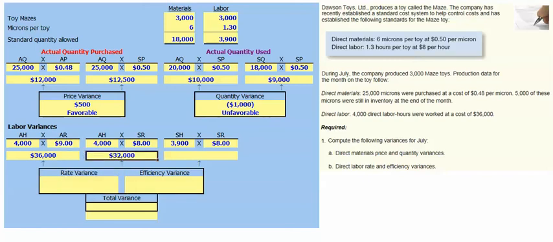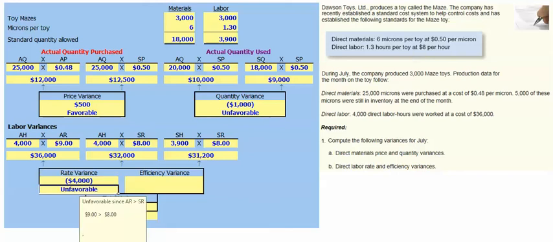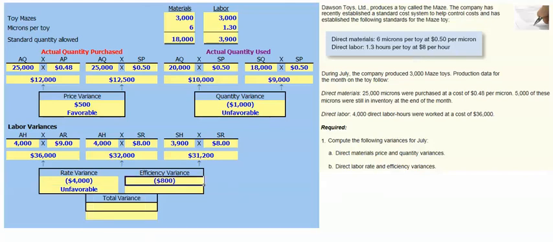Our 4,000 hours times our standard rate of $8 an hour gives us $32,000. Our standard hours of 3,900 direct labor hours times our standard rate gives us $31,200. Our rate variance then is the difference between our $36,000 and our $32,000, and it's $4,000. And again, it's an unfavorable variance because our actual rate of $9 an hour was greater than our standard rate of $8 an hour. From an efficiency perspective, we have an unfavorable $800 variance because our actual hours are greater than our standard hours.